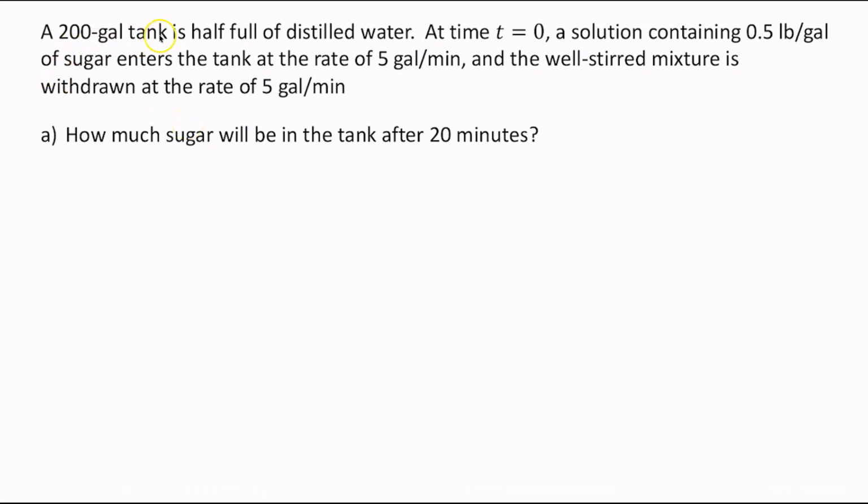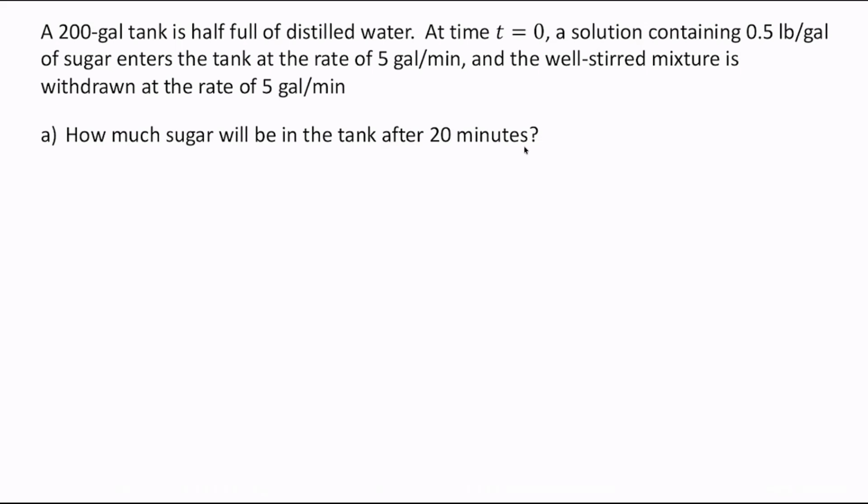A 200-gallon tank is half full of distilled water. At time t equals 0, a solution containing 0.5 pounds per gallon of sugar enters the tank at a rate of 5 gallons per minute, and the well-stirred mixture is withdrawn at the rate of 5 gallons per minute. Part A, how much sugar will be in the tank after 20 minutes? So this is not as guided of a problem. So we're going to have to fill in all of those pieces.